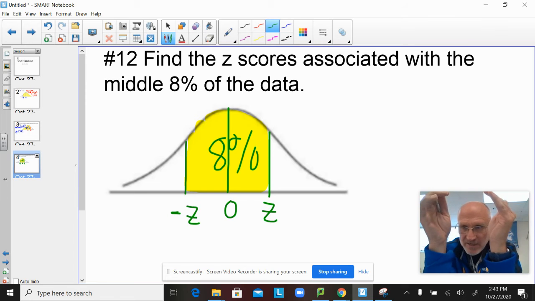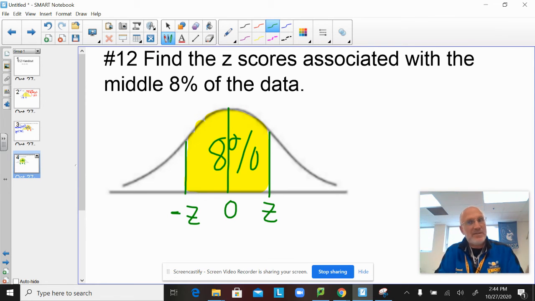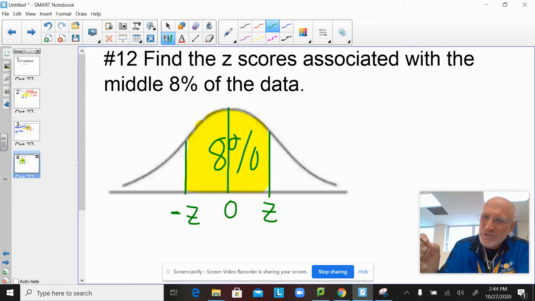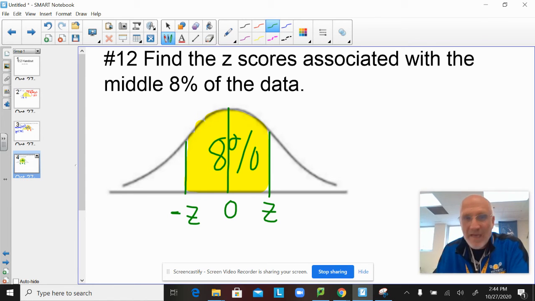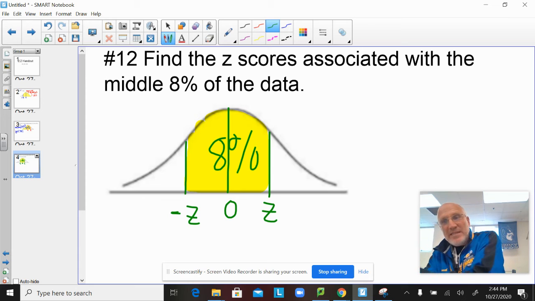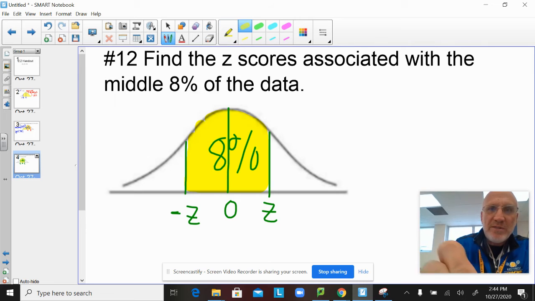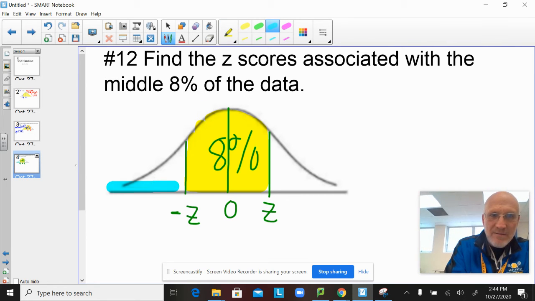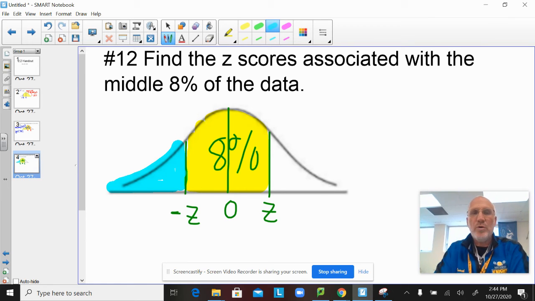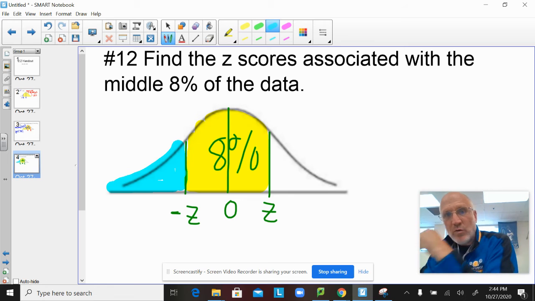Well, I have a percentage and I want boundaries. That has to lead you to inverse normal. But now you've got to know that the inverse normal function needs the area to the left. And I would argue that 8% is not the area to the left of some boundary. If it wanted the 8th percentile, that would be 8% to the left. But in order to use the inverse normal function, I really need this area. Whatever area that is in blue, that's the area I'm going to inverse normal.